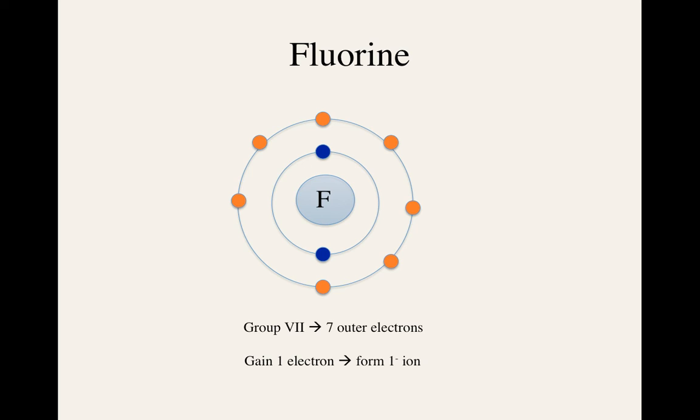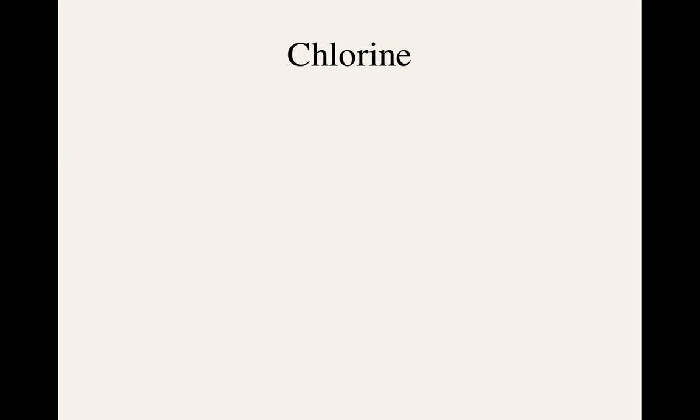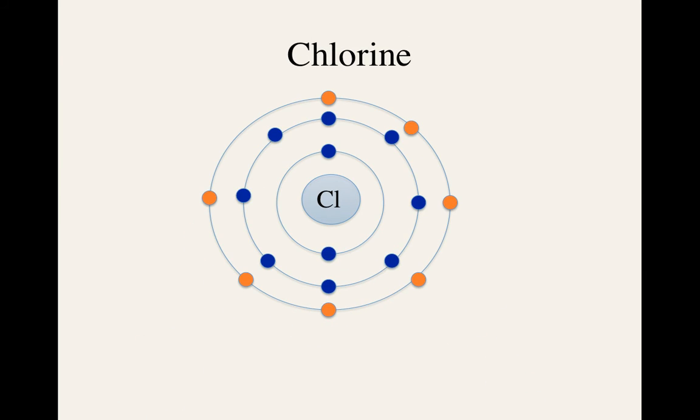So there's fluorine. Now we're going to look at chlorine and see the same pattern. Here's chlorine, 2, 8, and there's 7 outer electrons, group 7, room for 1 more. And forms a 1- ion when it picks up that 1 extra electron, because hey, it would have 17 protons in the nucleus, picks that up. Now it'll have 18 electrons, 1 extra electron.